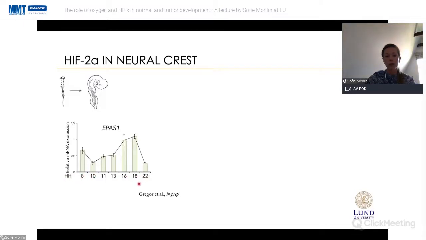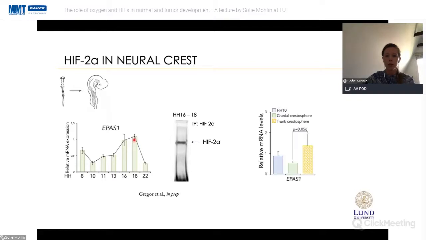So this is around 1 day and this is around 4 days. And you can see that it peaks around here, which is exactly when the neural crest cells migrate. This is mRNA. We wanted to confirm that we see it on protein levels, so we did an IP, and indeed we see HIF-2 protein.